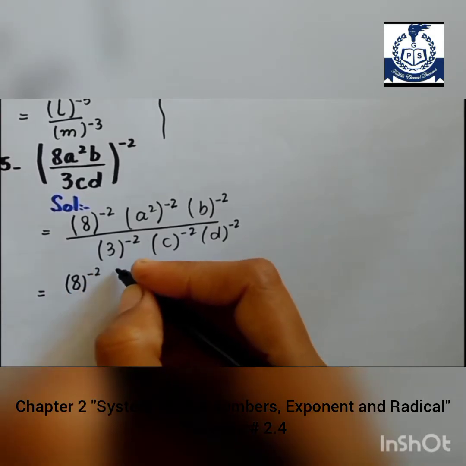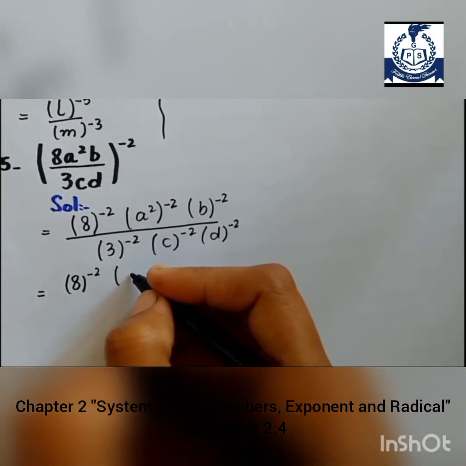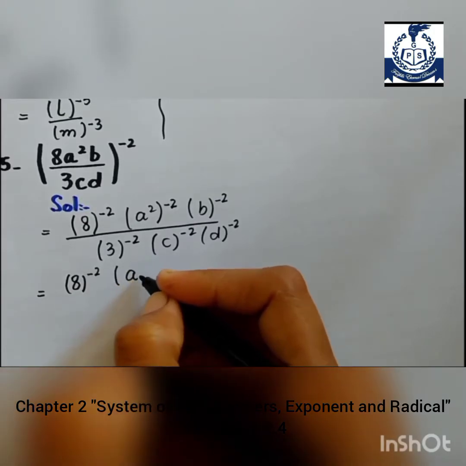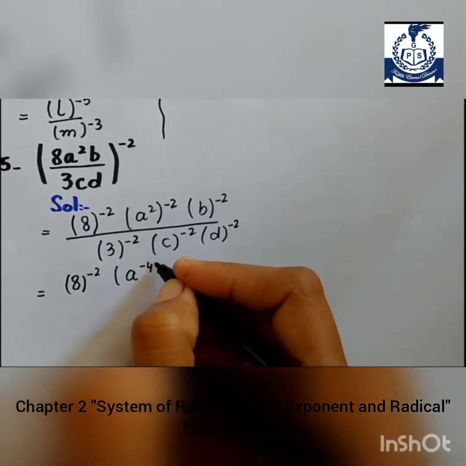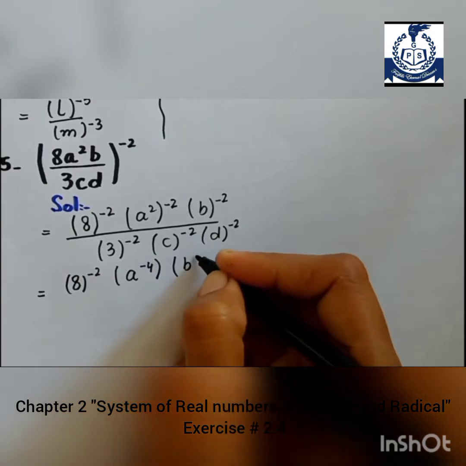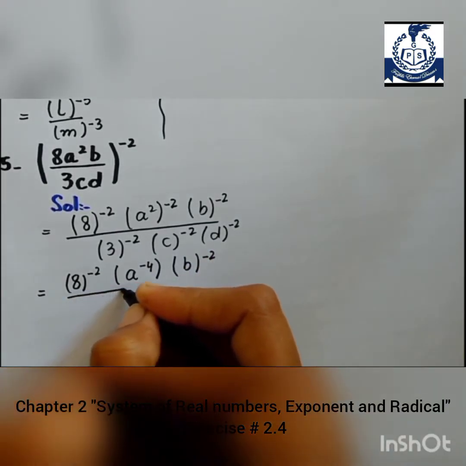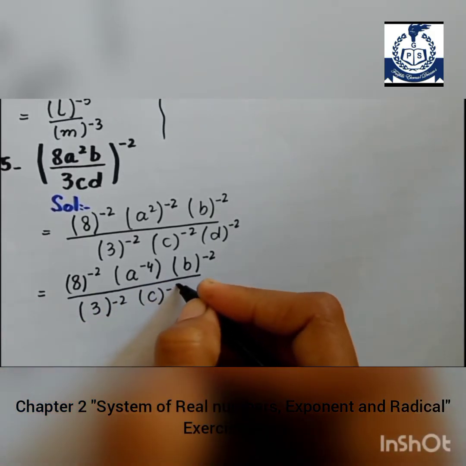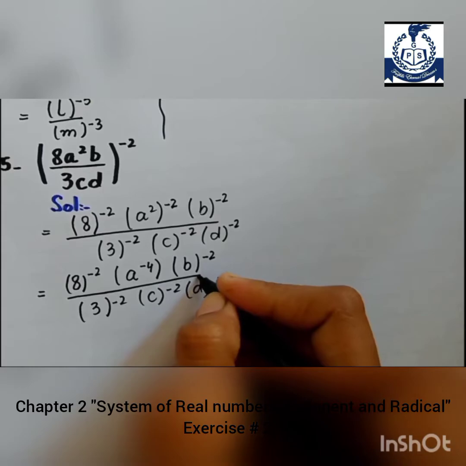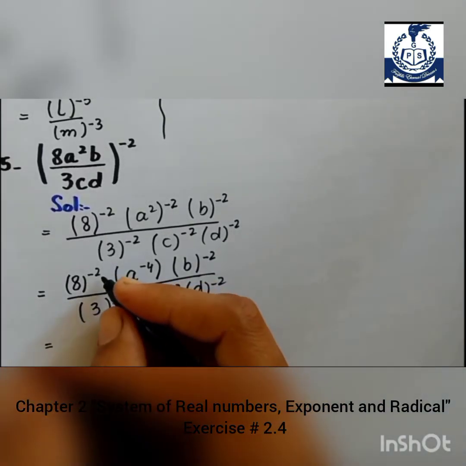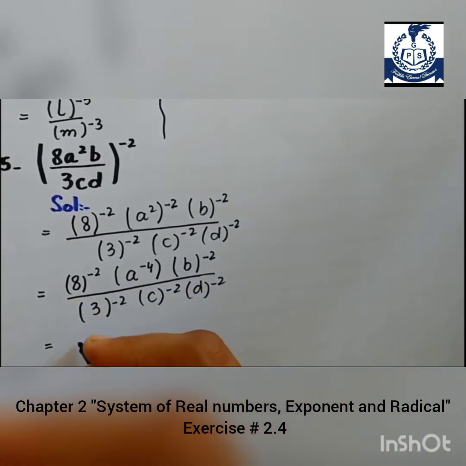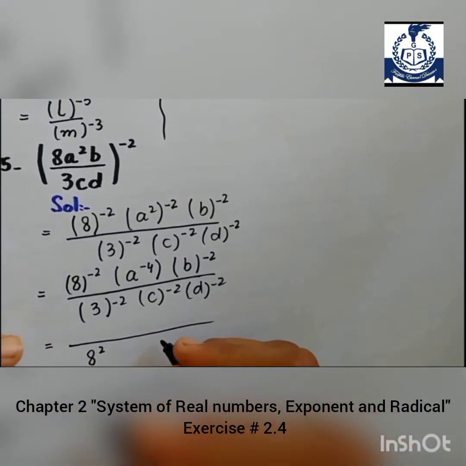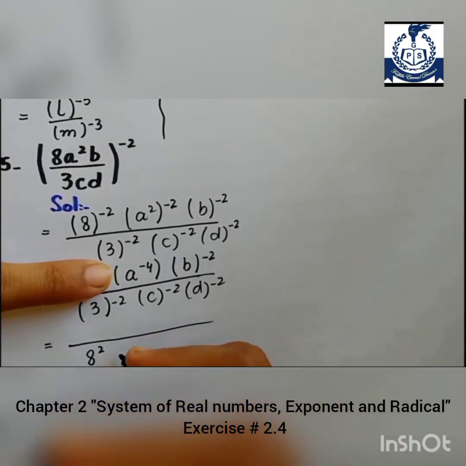8 has power minus 2. 2 twos are 4, so a power minus 4. b power minus 2 as it is, divided by 3 power minus 2 as it is, c power minus 2 as it is, d power minus 2 as it is. So we solve this. All powers are in negative form, so first we need to change the power to positive. So we change the position.